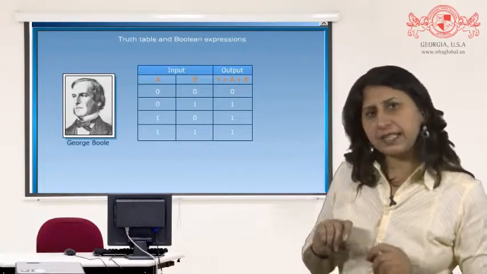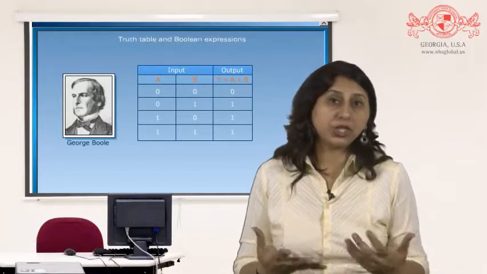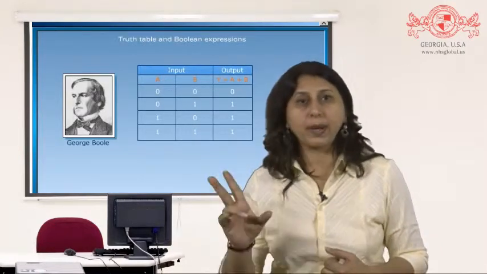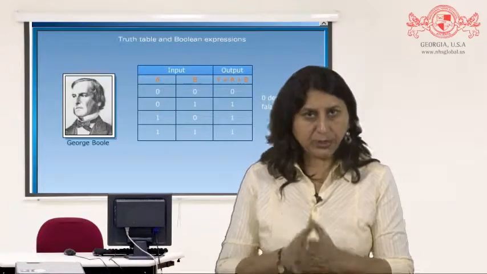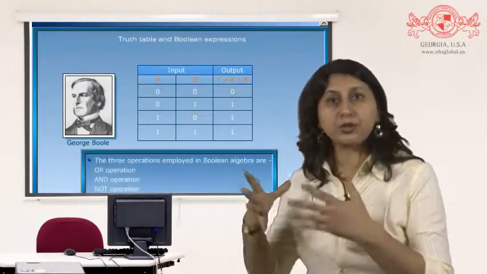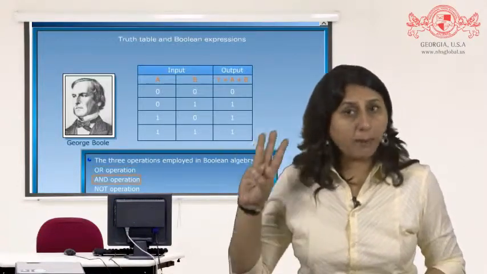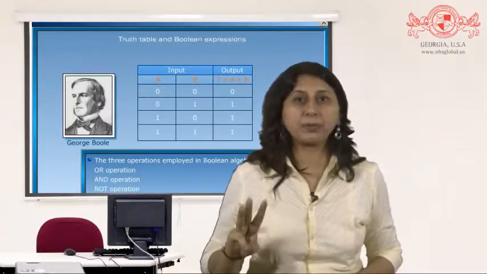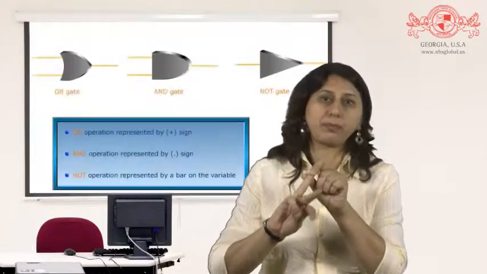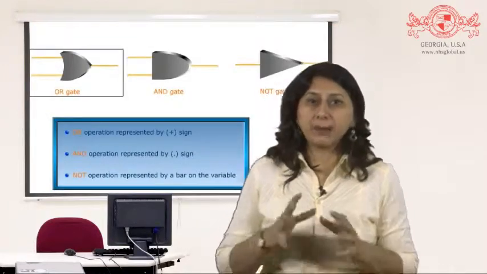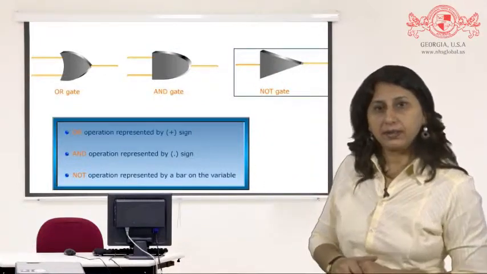George Boole devised a different kind of algebra called Boolean algebra that deals with logical statements having only two values, namely a true or false value. In Boolean algebra, 1 denotes a true statement and 0 denotes a false statement. The three operations employed in Boolean algebra are the OR operation, AND operation, and NOT operation. These are the representations of the OR, AND and NOT operations.